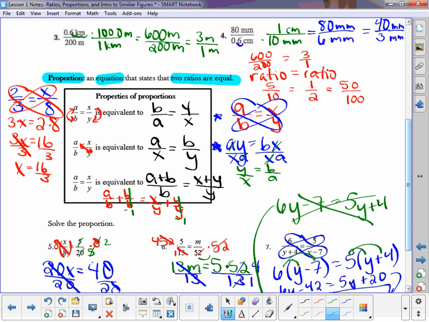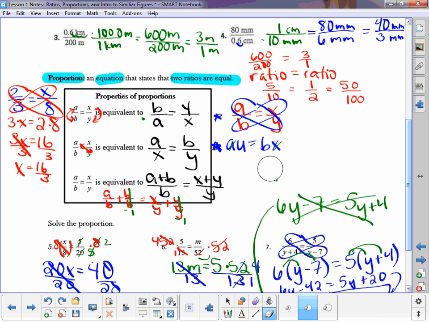Yes. What property allows me to take this green and switch it around for that black? Property of proportion. Not reflexive. Symmetric. Symmetric property lets me take that entire equation and flip it around, right? So the reason why this first one is true is because of what we just did there in the blue and green. So this is the algebraic reason why that is true. Questions on that?